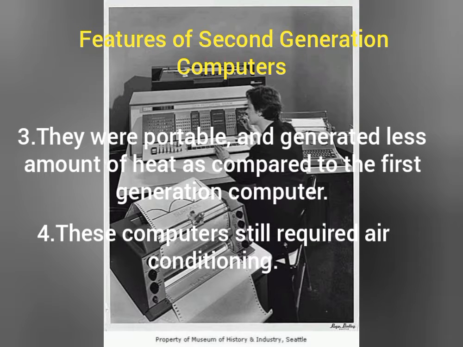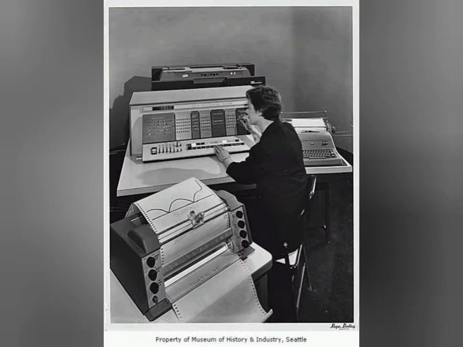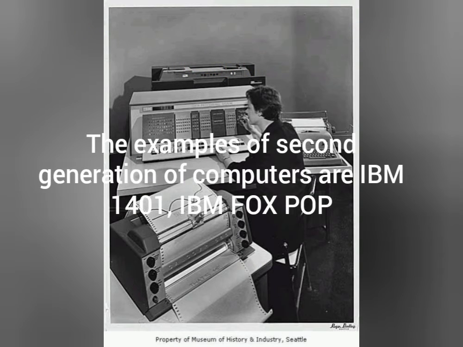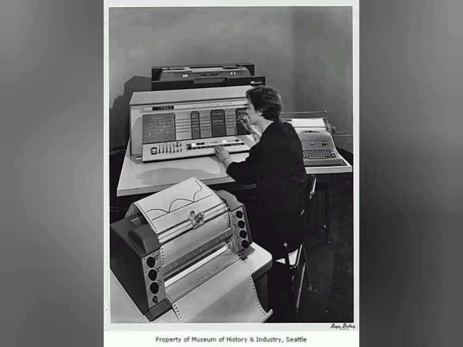4. These computers still required air conditioning. The examples of second generation of computers are IBM 1401, IBM 7094.